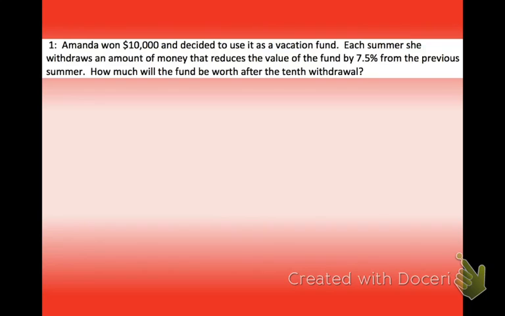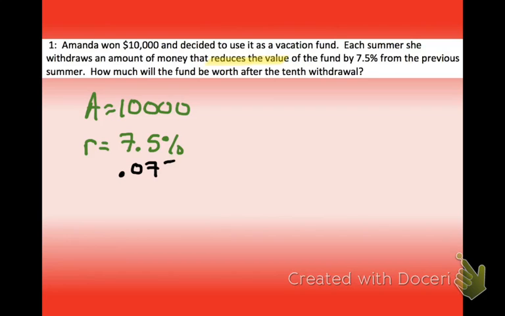So Amanda won $10,000 and decided to use it as a vacation fund. So her initial amount, her a sub 0, is going to be $10,000. Each summer she withdraws an amount of money that reduces, that's going to be important, reduces the value of the fund by 7.5%. So her rate is going to be 7.5%, which if you write that as a decimal is going to be 0.075.